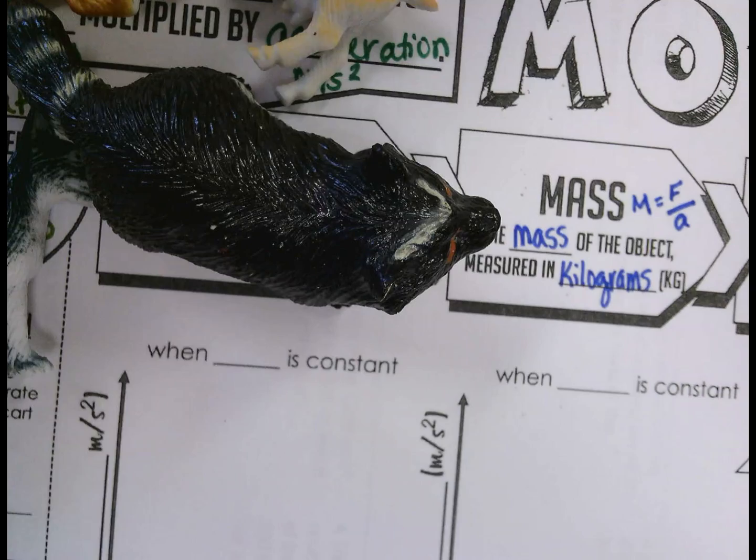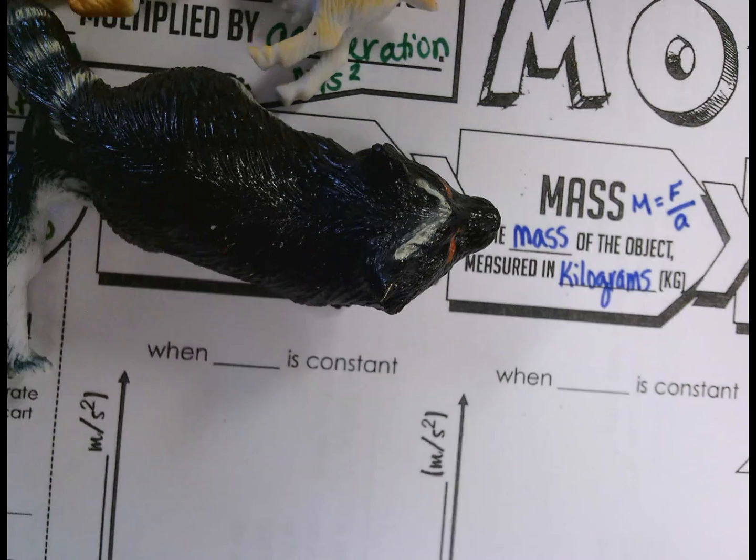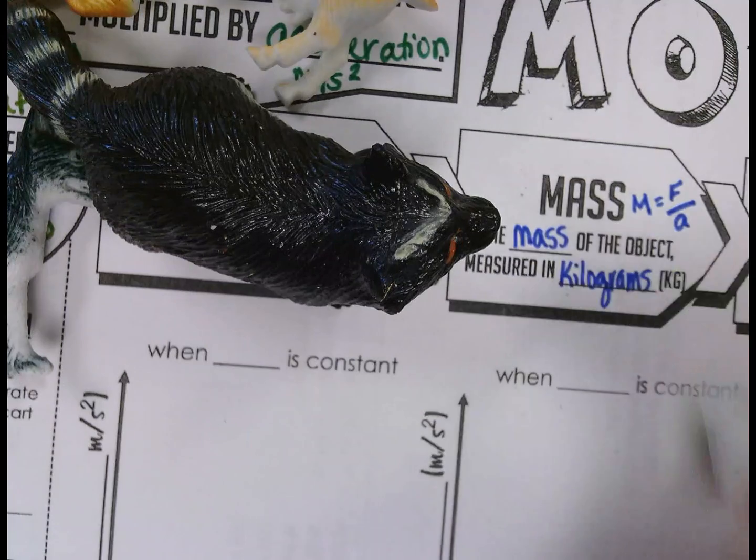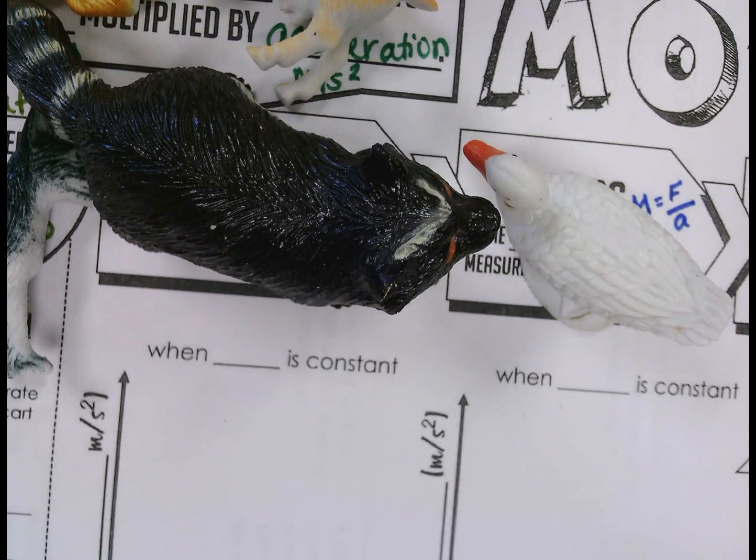Okay. Do we have any other domesticated animals? Well, I put a raccoon on there, so I guess that's not domesticated. We'll put a duck. Or maybe it's a goose. I think it's a goose.